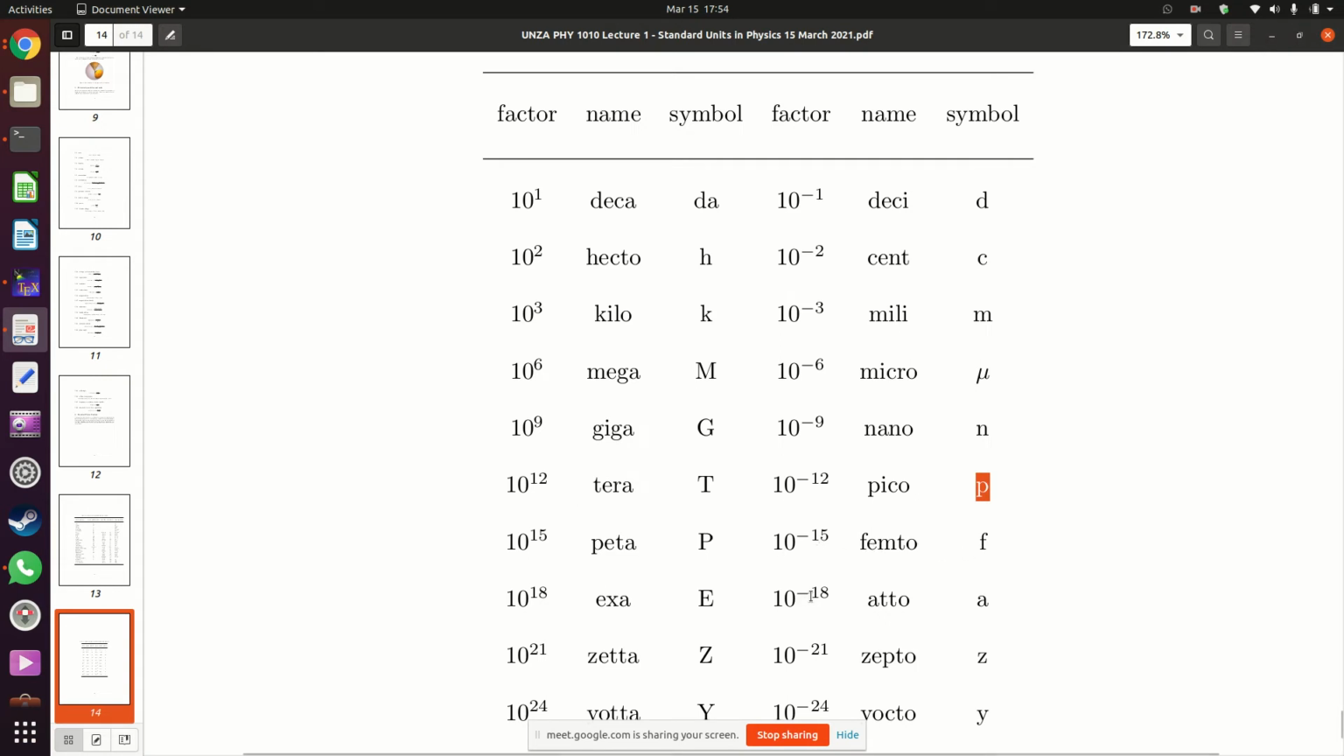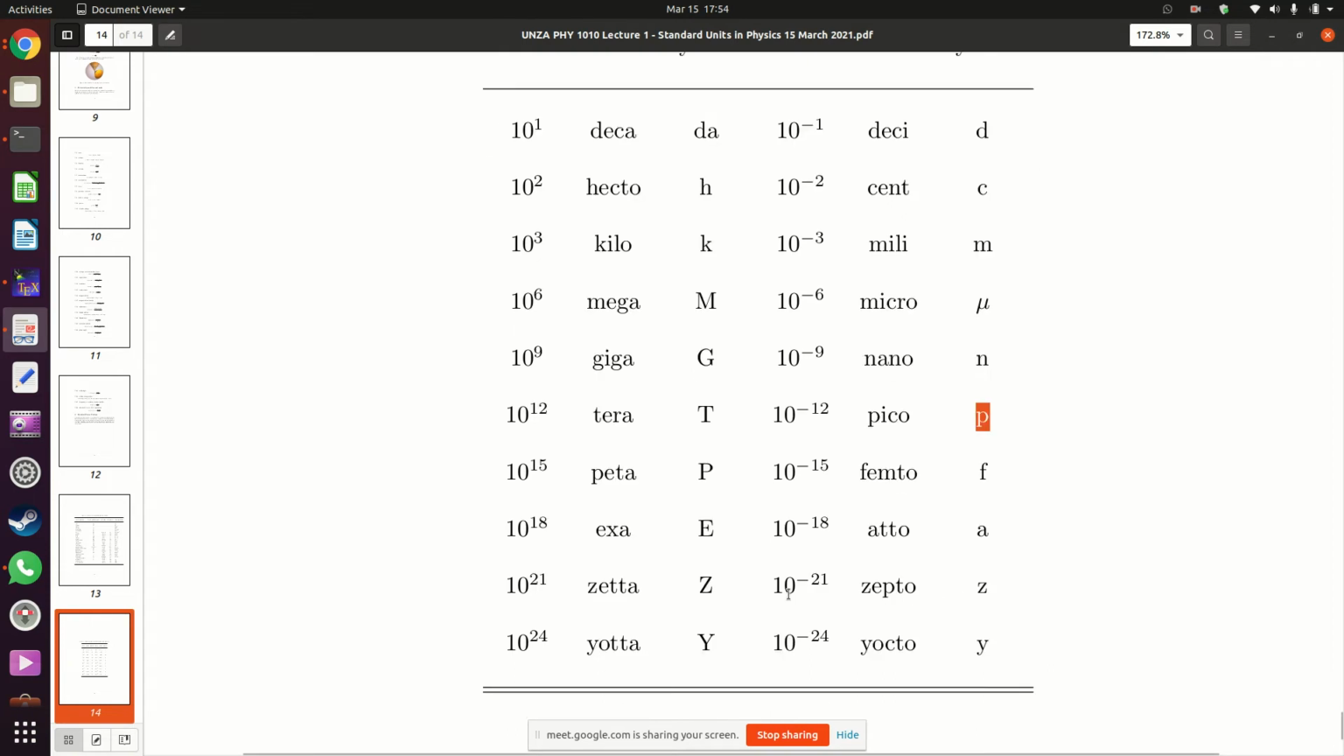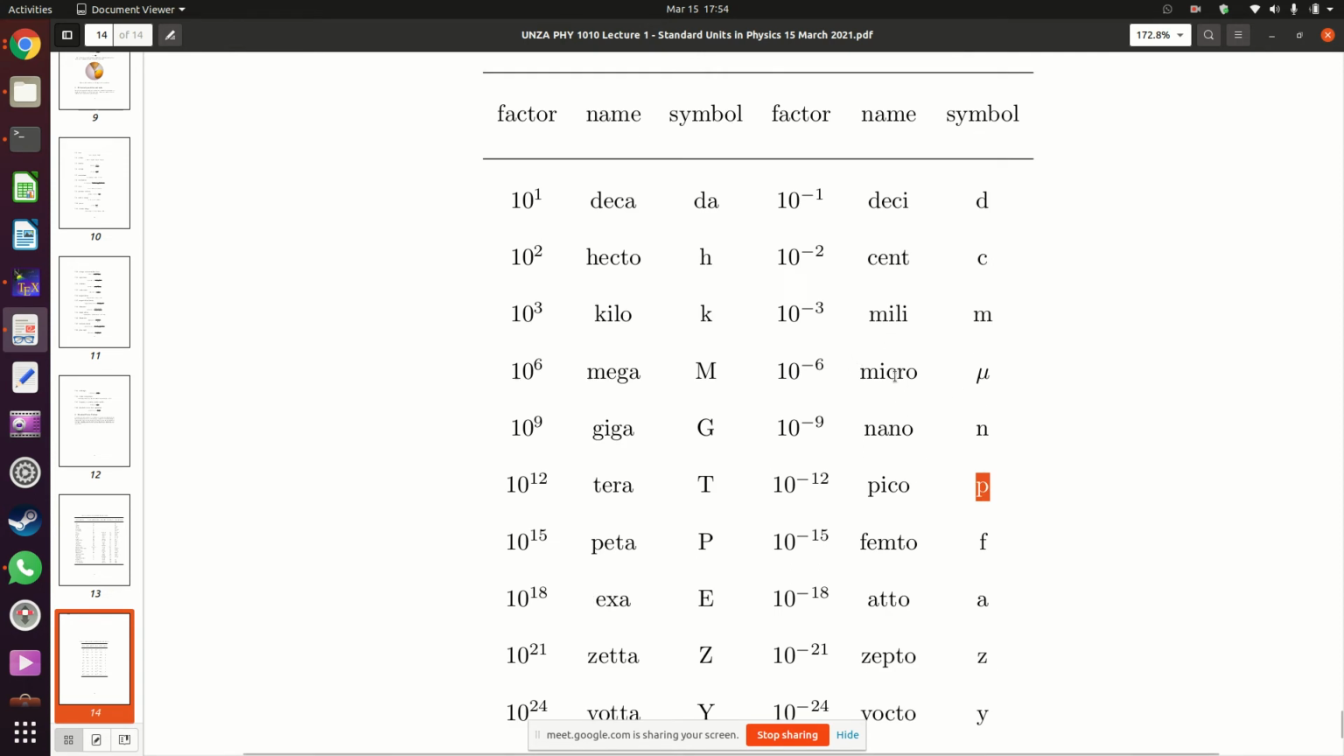10 to the power minus 18, atto, symbol A. 10 to the power minus 21, zepto, symbol small z. 10 to the power minus 24, yocto, symbol small y. So this allows you to express sizes, whether it's the size of a cell in a body or red blood cells, small things. What's their radius, what's their diameter? You are going to express them using these factors: micro, milli, nano, pico, centimeter, like that. Are we clear?